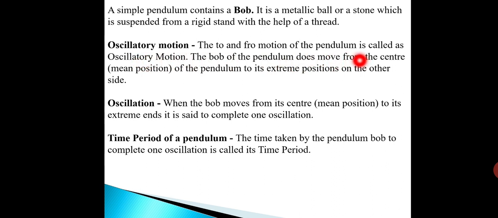The to and fro motion means from mean position to extreme position. And the bob of the pendulum moves from the center, that is the mean position of the pendulum, to its extreme position, and we call it oscillation. Now what is oscillation? When the bob moves from the center mean position to the extreme ends, it is one complete oscillation. I will show you how this oscillation works.